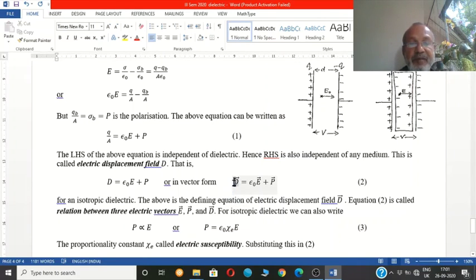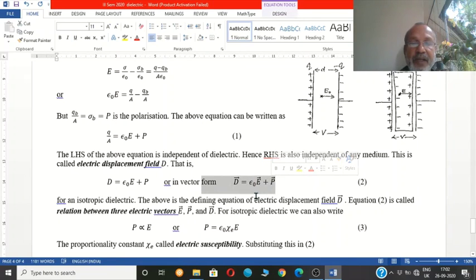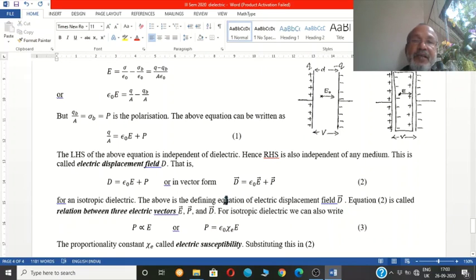So this is the relation between three electric vectors: displacement field, intensity of electric field and polarization field P. Actually this relation is true only in the case of isotropic substances. Isotropic means all directions are equally significant. That is, if you move from a point in different directions, the properties will be the same in all directions. Such materials are called isotropic substances.